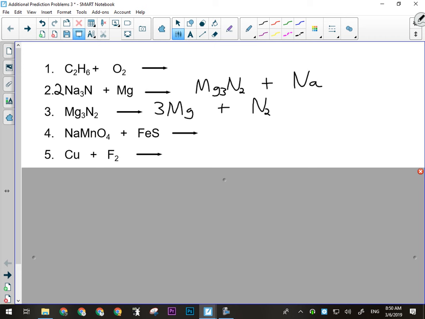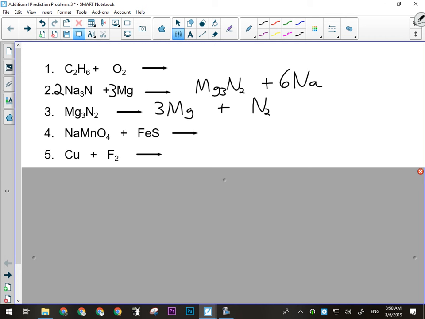Everyone kind of follow my logic on that? So how many sodium do I have now? 6. So I'm going to put a 6 over here. Now I've got 2 nitrogens, I've got 6 sodiums, 6 sodiums. I've got 3 magnesium over here, and 3 magnesium over here, and I'm done.